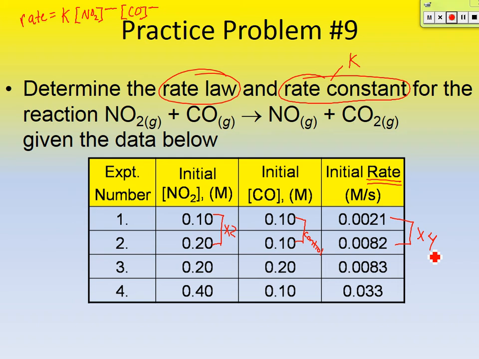Okay? So now you've got to really think about it. If we double the concentration of NO2, and that quadruples the rate, what does this exponent have to be in order for this rate to be times by 4? It would have to be a 2, because 2 raised to the second power is 4. And that's why it's increasing the rate by 4 times. So that's how I would figure out the order with respect to NO2.